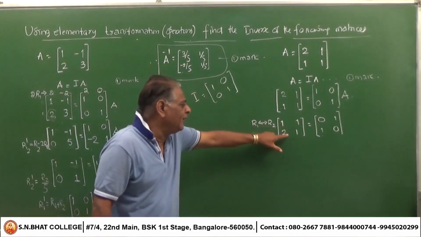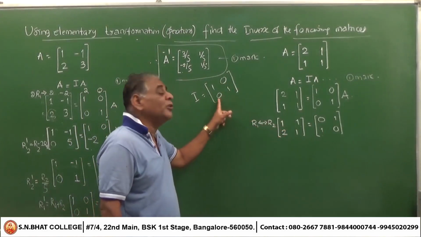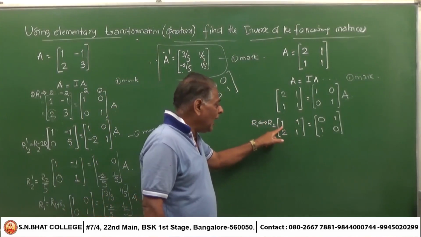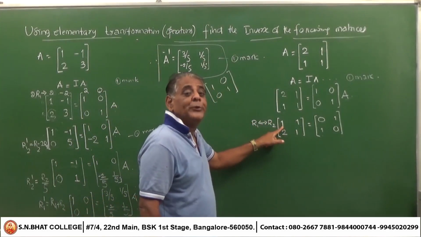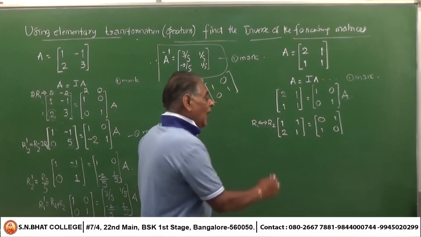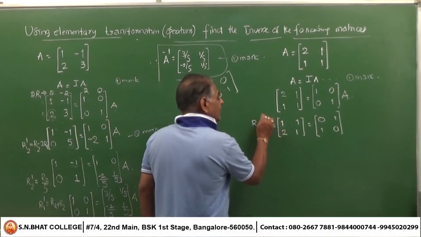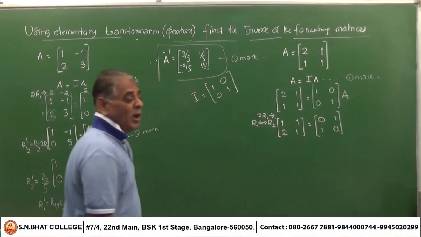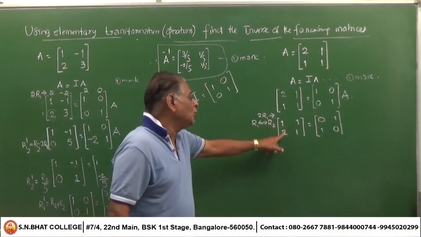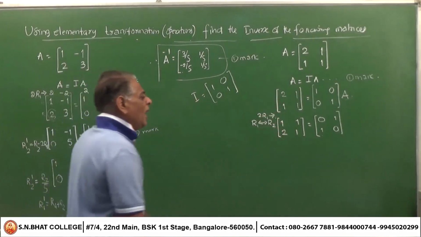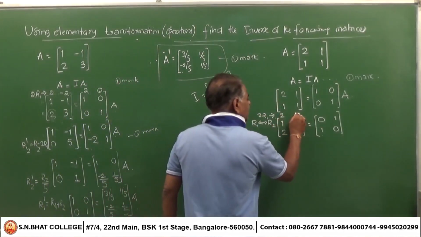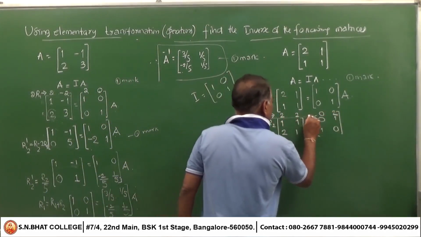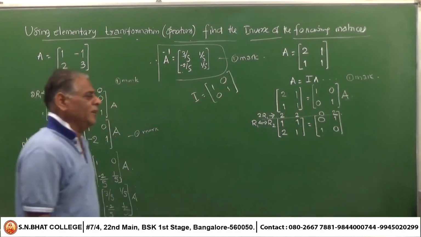Already I have made the first element 1. Next I have to make 2 to be 0 here. To make this 0, I have to make the 1 to be 2, so 2 minus 2 becomes 0. Calculate 2R1 in the previous step. 2R1 is 2, 2, 0, 2.